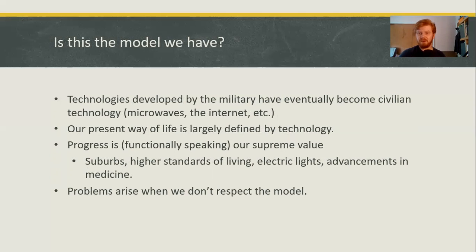And problems arise when we don't respect the model. That is hammered home again and again, the reasoning given by people who like the linear model, for saying that where technology goes wrong is when an authoritarian government gets a hold of it and says that good science is what advances our political ends, or when, say, religious institutions get a hold of science and say that you need to produce research that proves our theory of the origin of the universe, or something like that.